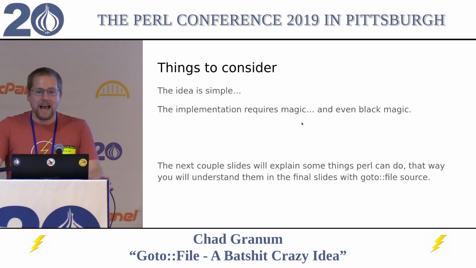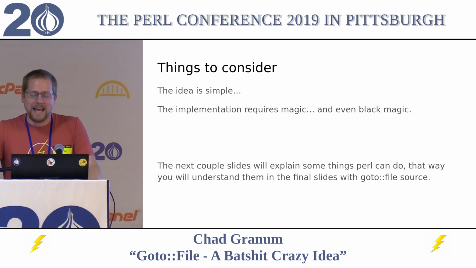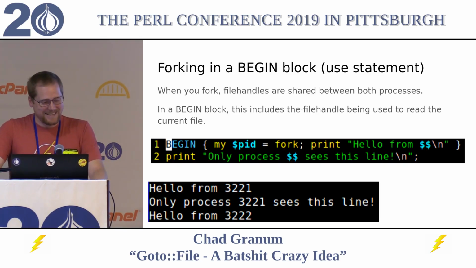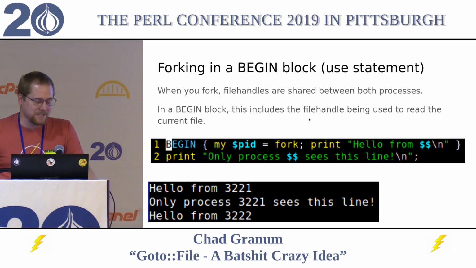So things to consider. The concept of this is actually pretty simple, especially since we already have the special form of Goto. But to actually implement this required a lot of magic. And now I'm going to explain each piece of magic in detail before showing you how it all goes together. First of all, forking in a begin block, because all this has to happen at the begin time. So one thing to note, that if you fork in a begin block, the rest of your file will only be parsed by one of the two processes, because they share the file handle and they both get fast forwarded as you proceed. I reported this as a bug and it was closed as not a bug.